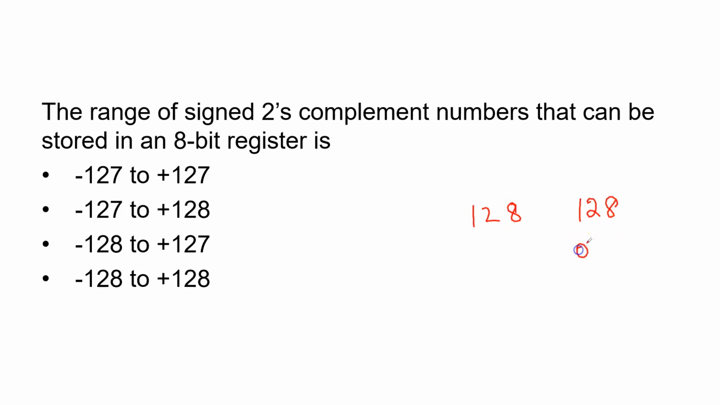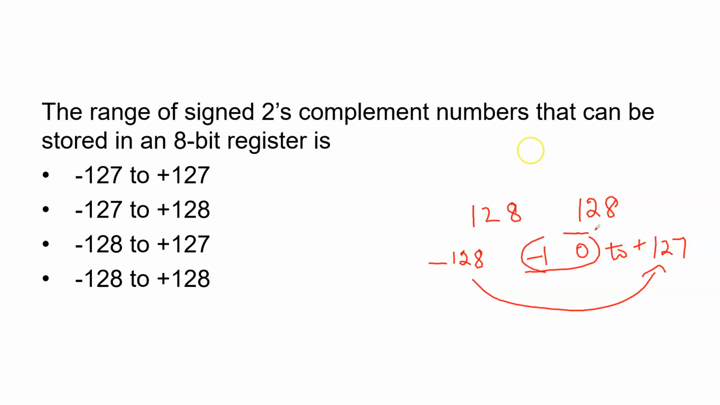For the positive side we have 0 to 127. For the negative side we have minus 1 to minus 128. So the range is from minus 128 to plus 127. That is the range of the signed 2's complement number for an 8-bit register. We take 2 power 8, which is 256, and divide that by 2 to get 128. So positive side 0 to 127, negative side minus 128 to minus 1.